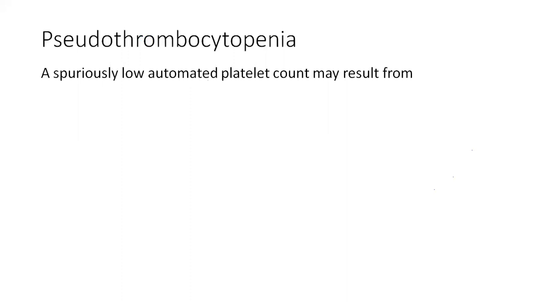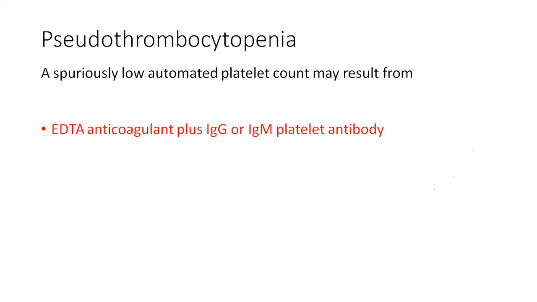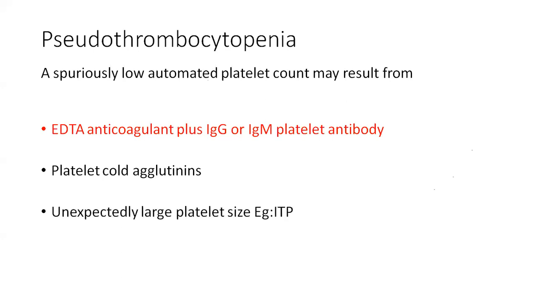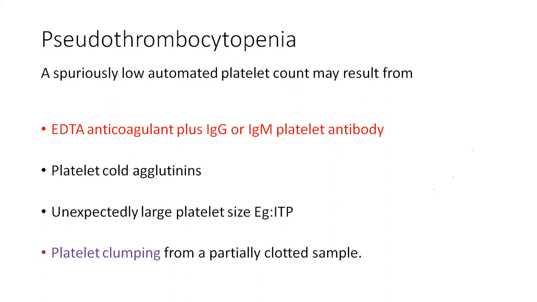Sometimes we encounter pseudothrombocytopenia. Pseudothrombocytopenia is when your automated machine gives a low platelet count, but if you do a manual peripheral smear, you get a normal platelet count. What could be the reasons? One is if you send in EDTA and you have IgG and IgM platelet antibodies, it can cause clumping. Platelet cold agglutinins can also cause this. Unexpectedly large platelet size, like in ITP, can give a spuriously low platelet count because the machine will not consider them as platelets. Many times, a partially clotted sample will result in platelet clumping.